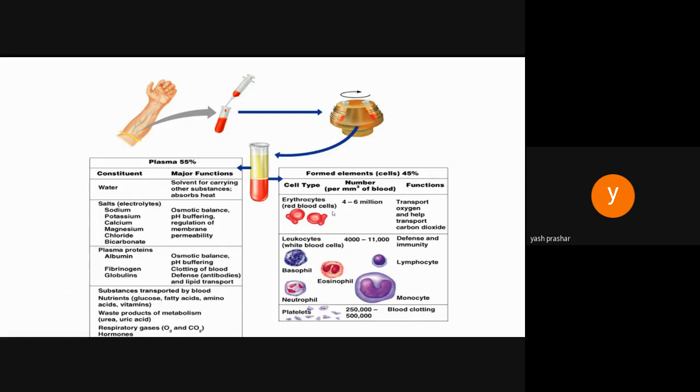Red blood cells are for the transport of oxygen and help in the transport of carbon dioxide, whereas the leukocytes, or white blood cells, help in defense and immunity. The platelets function in blood clotting. Their main function is in blood clotting.